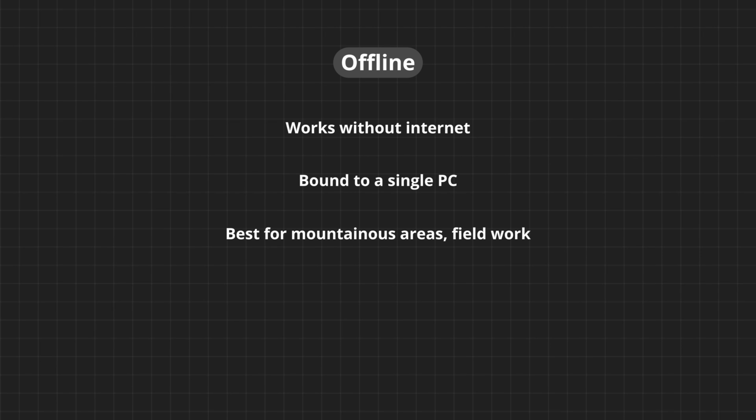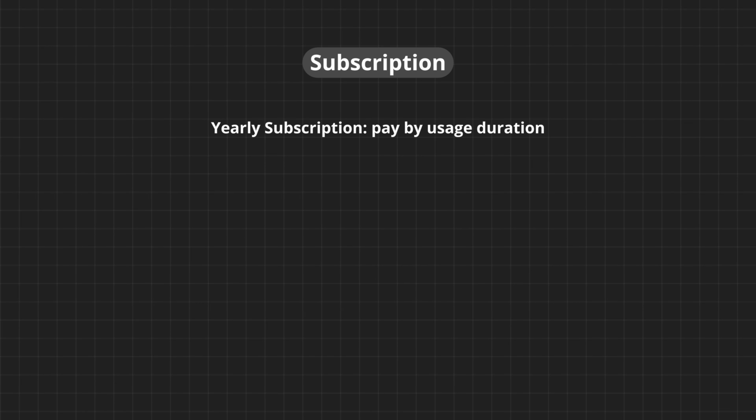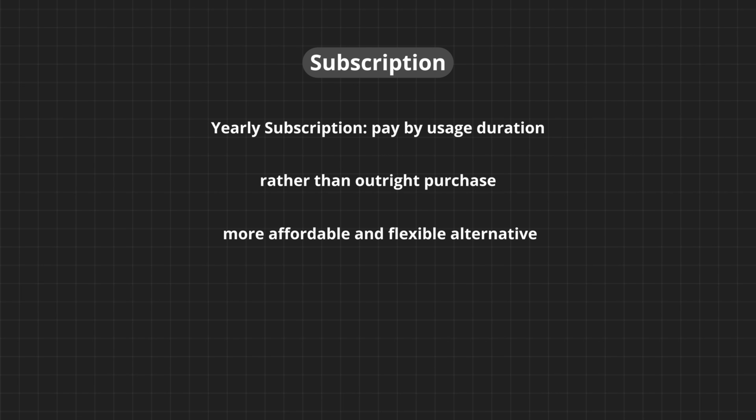The offline version works without internet and is bound to a single PC. It's best for mountainous areas, fieldwork, or high-security projects. The yearly subscription lets you pay based on usage duration, rather than purchasing the software outright. It is a more affordable and flexible alternative, which currently supports online authorization only.